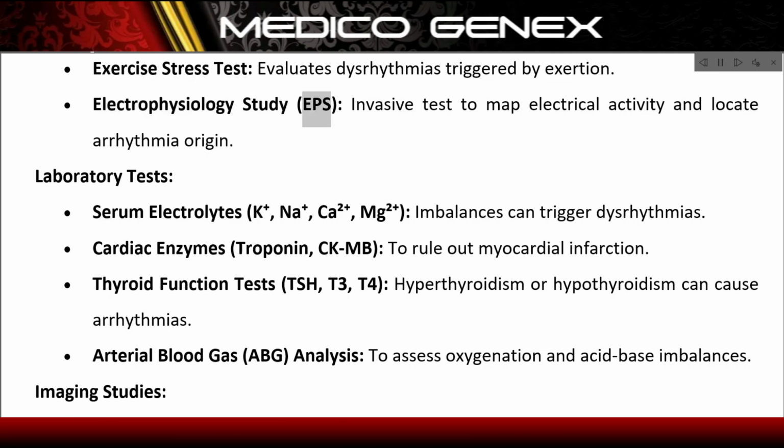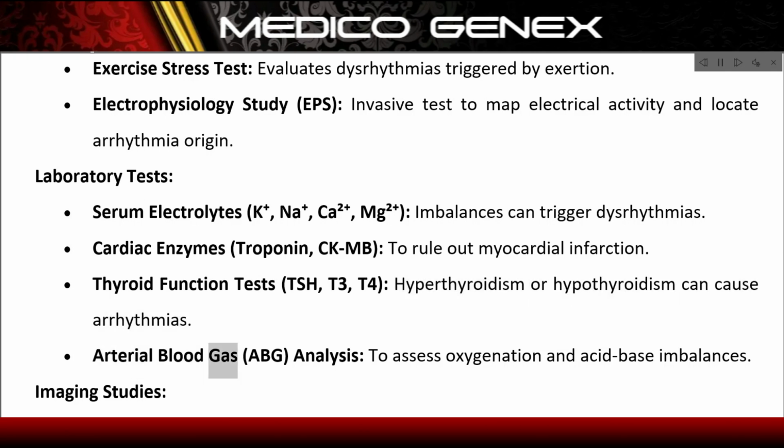Electrophysiology study, EPS: an invasive test to map electrical activity and locate the arrhythmia origin. Laboratory tests. Serum electrolytes: K, Na, Ca2+, Mg2+ imbalances can trigger dysrhythmias. Cardiac enzymes, troponin, CK-MB, to rule out myocardial infarction. Thyroid function tests, TSH, T3, T4: hyperthyroidism or hypothyroidism can cause arrhythmias.